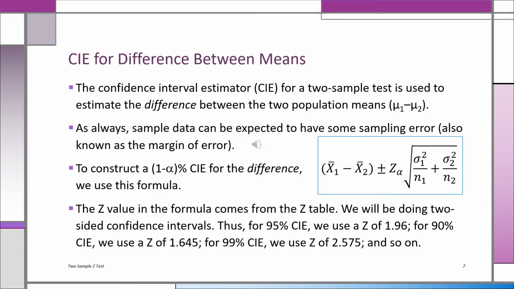We use the formula that you see in front of you. Again, the random variable is x bar 1 minus x bar 2. That's the sample evidence, and that's what goes in the center of the confidence interval estimator. We have Z from the table, which gives us our level of confidence, and we have the measure of variation, sigma 1 squared over n1 plus sigma 2 squared over n2.